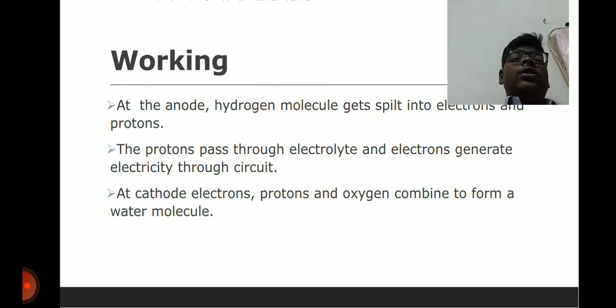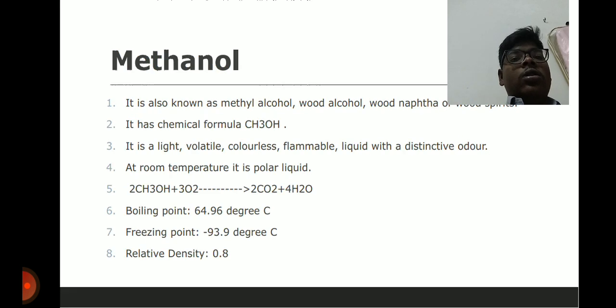Working: at the anode, hydrogen molecules get split into electrons and protons. The protons pass through the electrolyte, and the electrons generate electricity through the circuit. At the cathode, protons and oxygen combine to form water molecules.